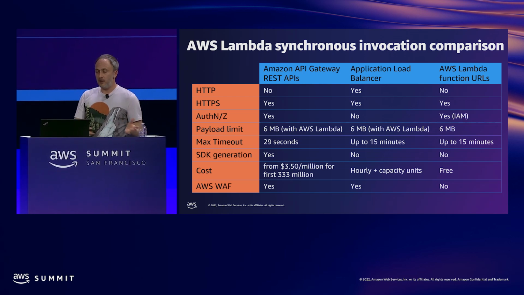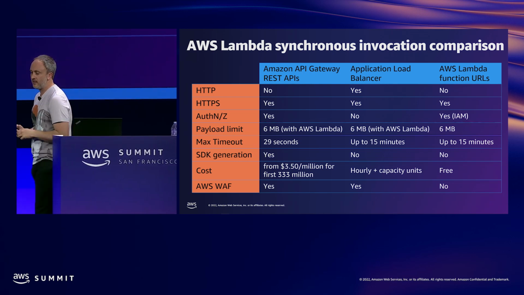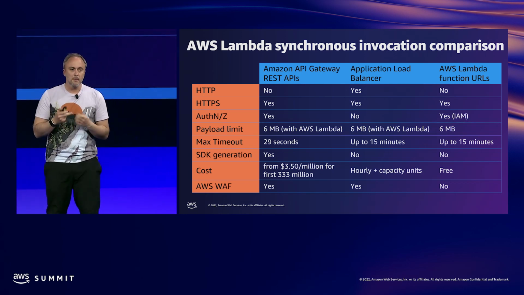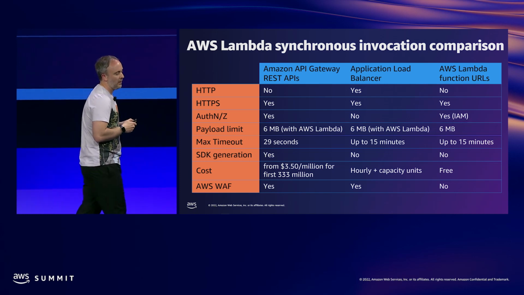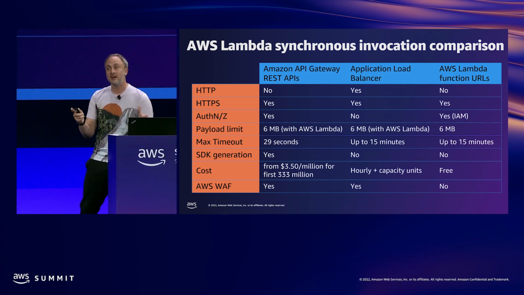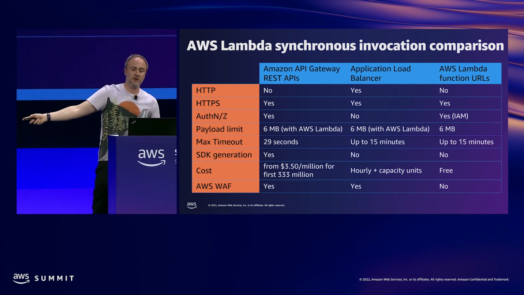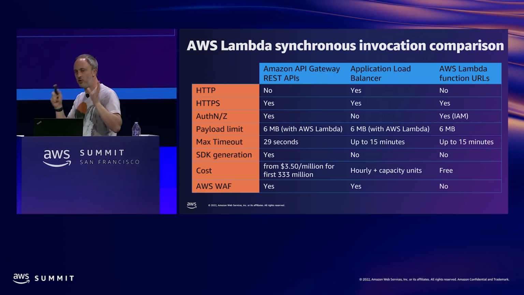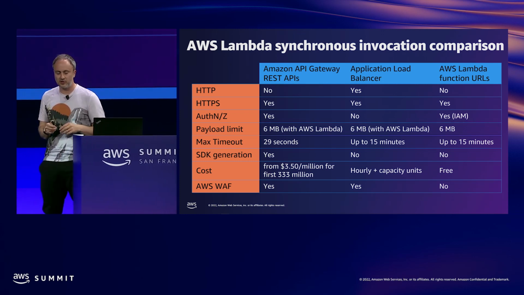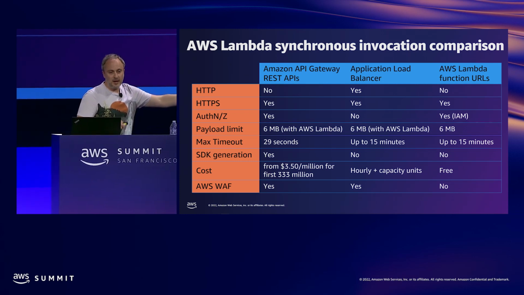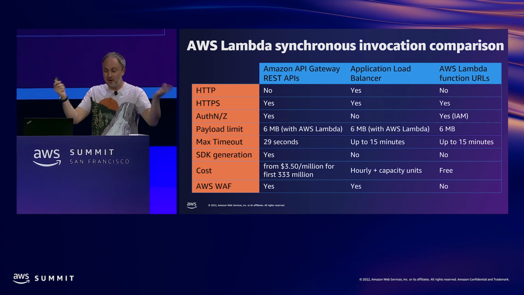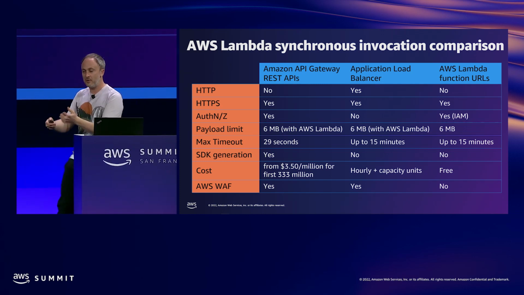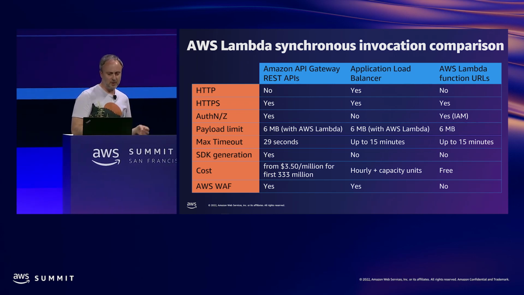When used with Lambda, all three have this 6 megabytes payload limit. Now, this is where it gets interesting. The max timeout for API Gateway is 29 seconds. Max timeout when you use ALB or function URLs is 15 minutes. This is a huge difference point, right? Big point of distinction. API Gateway has this feature that allows you to generate an entire SDK that you can hand on to your developer teams to interact with your API. Hugely undersold, in my opinion.